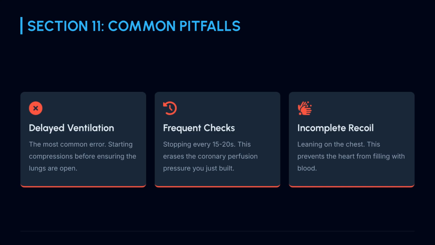Common pitfalls include delayed ventilation, which is the most common error. Also, avoid frequent rhythm checks, as stopping compressions erases coronary perfusion pressure. Finally, prevent incomplete recoil, as leaning on the chest stops the heart from filling with blood.